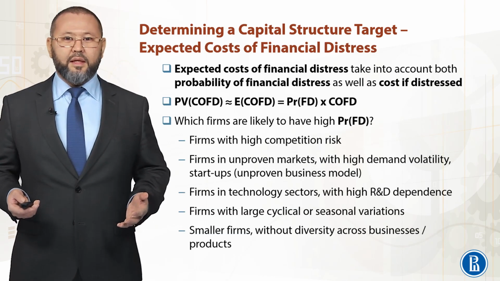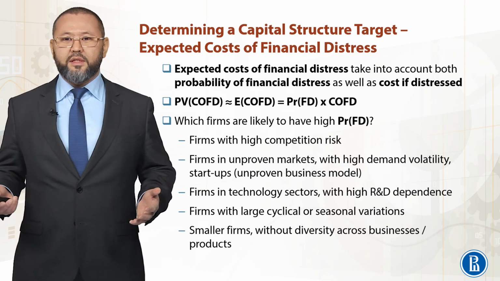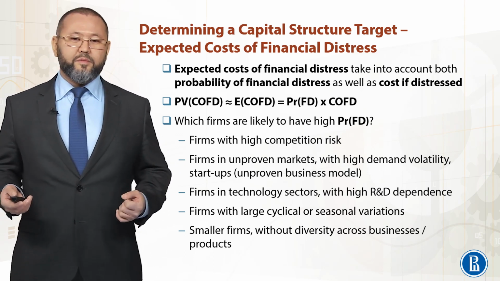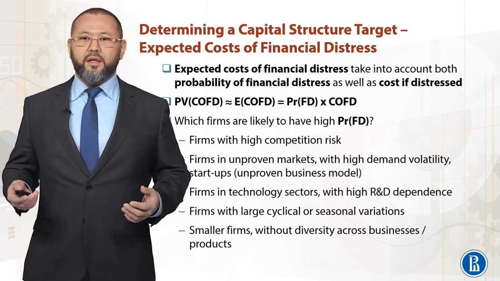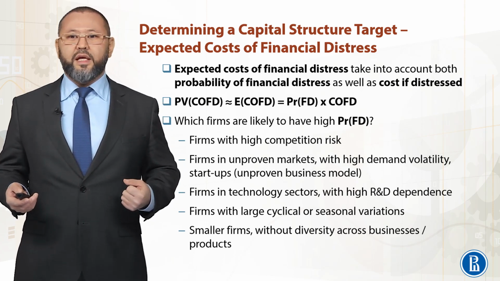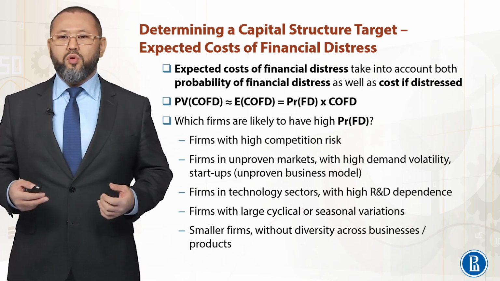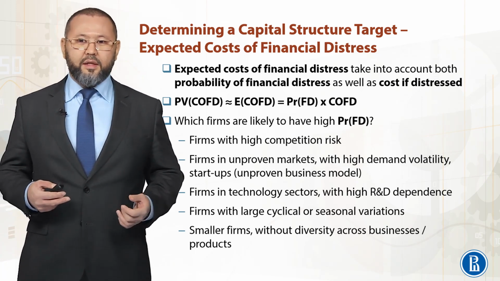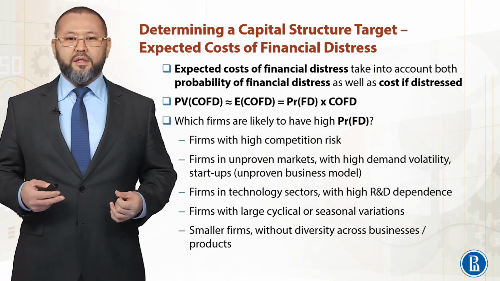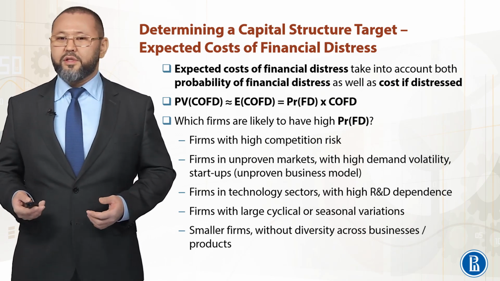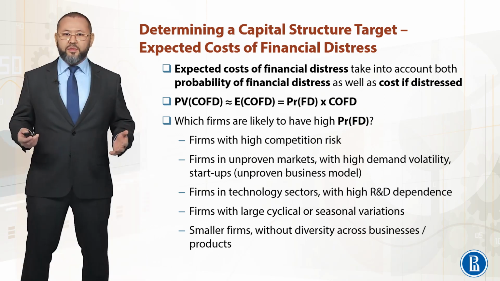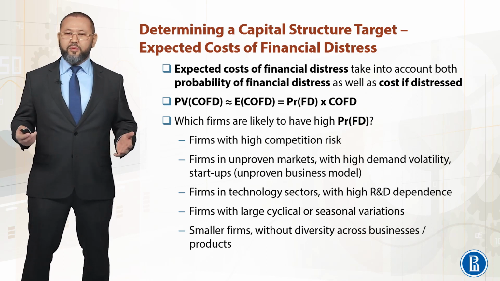The next, expected costs of financial distress. If we talk about expected costs, we have to take into account the probability of financial distress and the cost if the company is in distress. Let's start with probability of financial distress. And which firms are likely to have high probability?